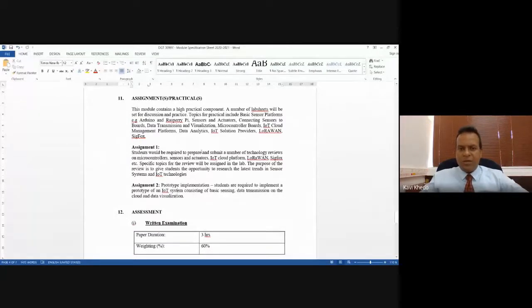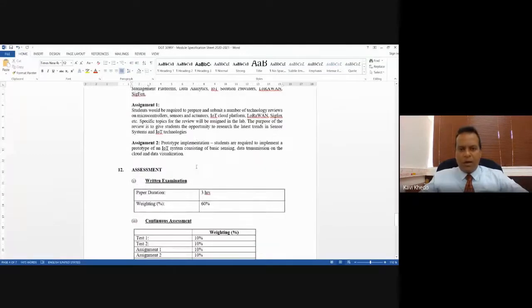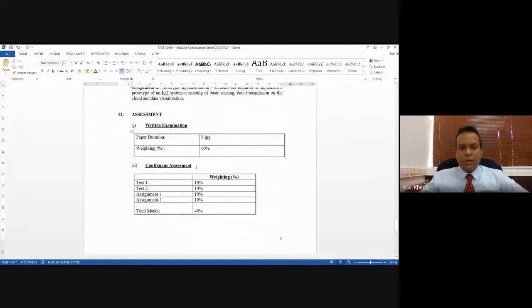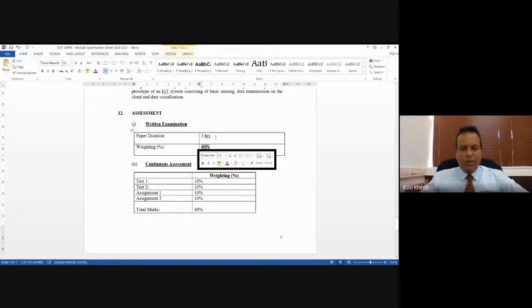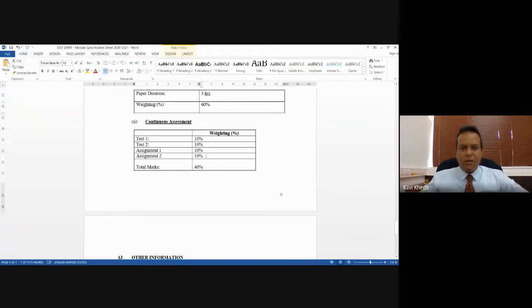And you'll see I've associated some marks concerning assignment 1 and assignment 2 accordingly. So you will notice for the assessment, the exam paper is 60% only, not 70%, but 60%. And then for the different assignments, you see here, test 1, obviously we'll have our traditional class test. Test 1, 10%, test 2, 10%. But for assignment 1, those technology reviews that you're going to do, I'm associating some marks to it. And for the mini project, again, you have 10%. So in all, you have 40%.